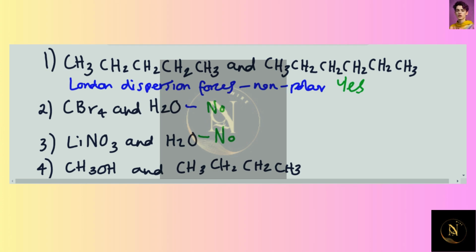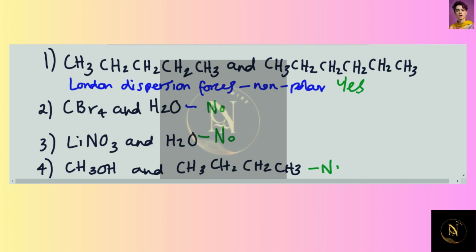Moving on to the last pair, we can see that CH3OH has a hydroxyl group. So that means that there's hydrogen bonding present because a hydrogen is bonded to an oxygen. And then for this molecule here, it is London dispersion forces, so it's nonpolar. So hydrogen bonding is way too strong to combine with a nonpolar molecule that has London dispersion forces. So this one will be no.